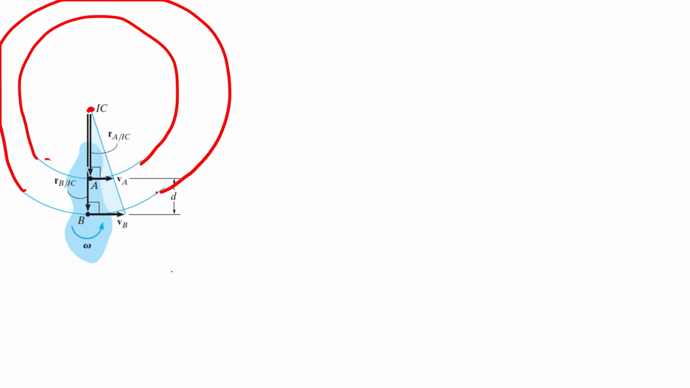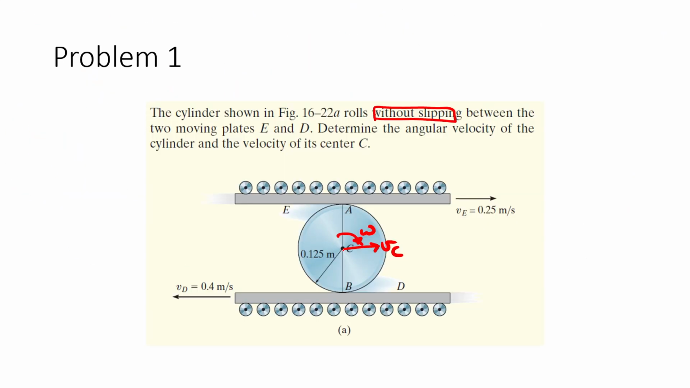This center. Similarly here, we will look for the center such that A and then B rotate around that center. B will take the velocity of D because there is no slip, so that will be 0.4. And then A will take the velocity of E, which is 0.25 meters per second, again because there is no slip.